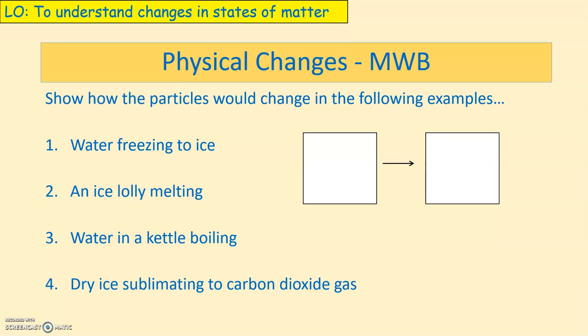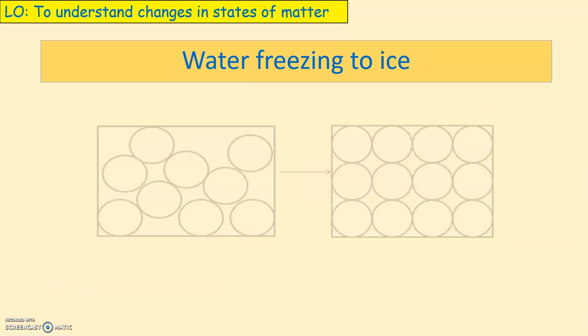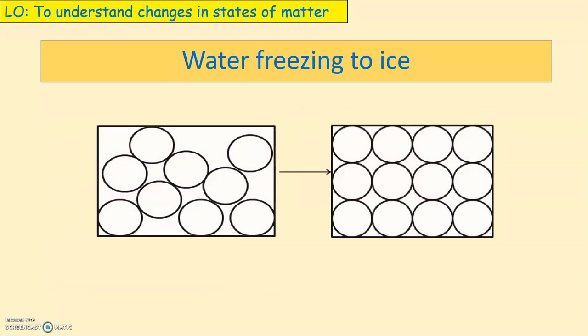All right, let's go through the answers. Now, water freezing to ice. Remember, it's changing from liquid to solid. Remember, solid things are going to be together. The atoms are going to be squeezed next to each other, tightened next to each other, so they cannot move, okay? And that is how you should represent it. Again, pause the video and make those corrections, okay?